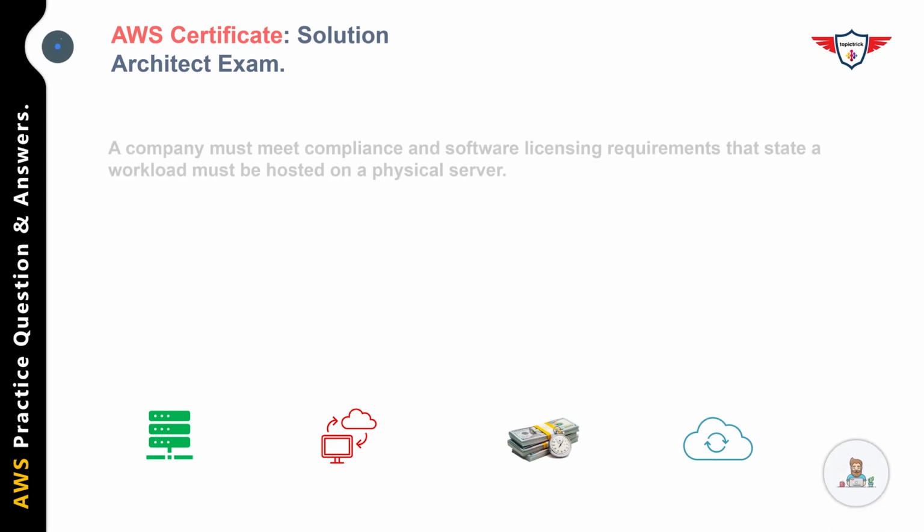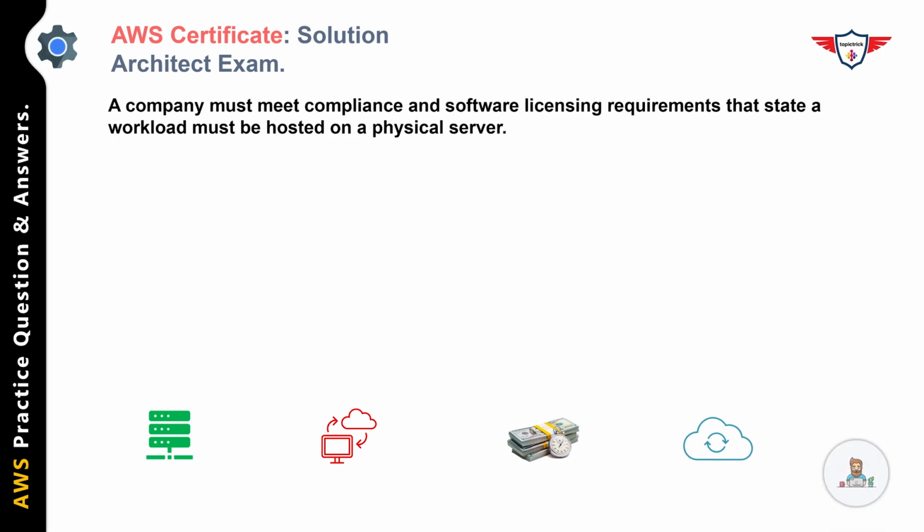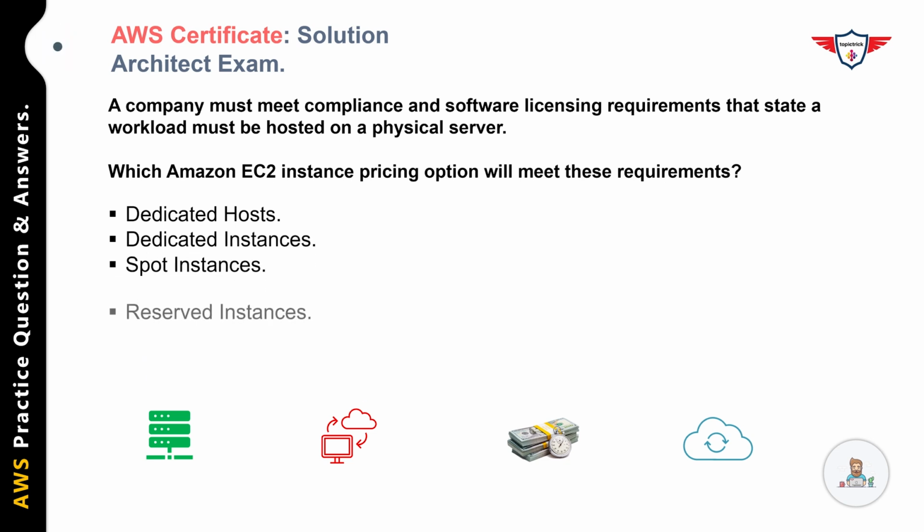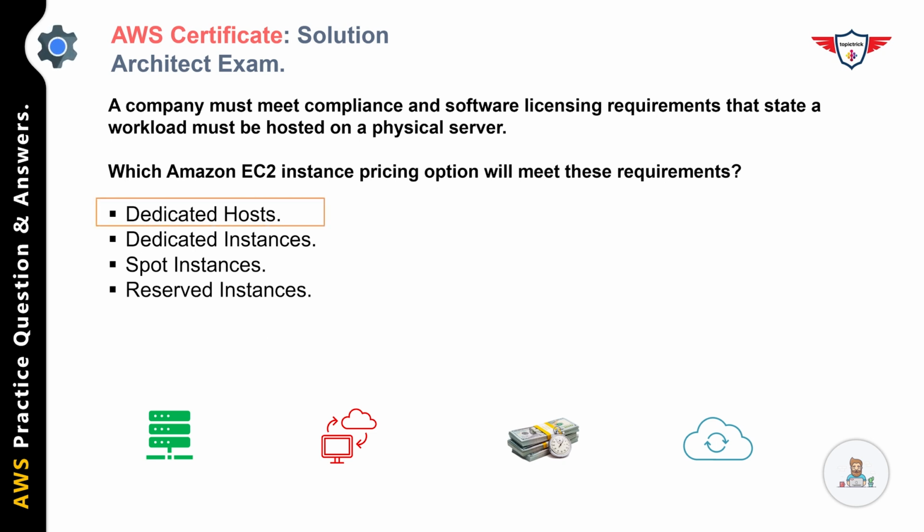A company must meet compliance and software licensing requirements that state a workload must be hosted on a physical server. Which Amazon EC2 instance pricing option will meet this requirement? Your options are dedicated host, dedicated instance, spot instance, and reserved instance. The correct answer is dedicated host. An EC2 dedicated host is a physical server with EC2 instance capacity that is fully dedicated to your use.